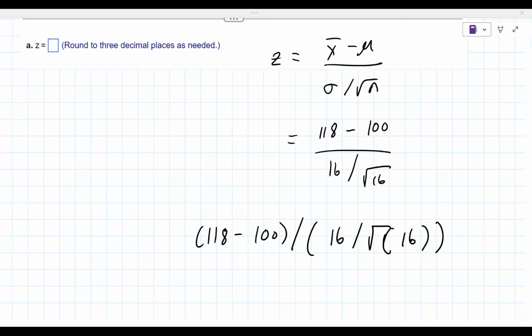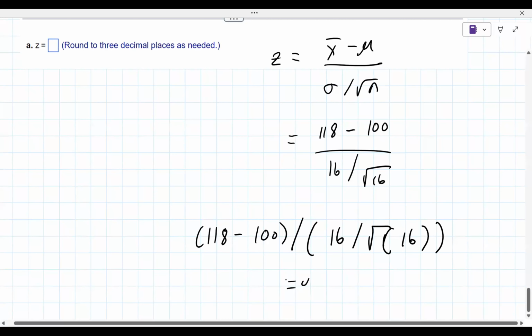Any questions on how to enter this, or you got a number for me? I don't know if this is correct, but it said 4.5. It is 4.5. Very good.